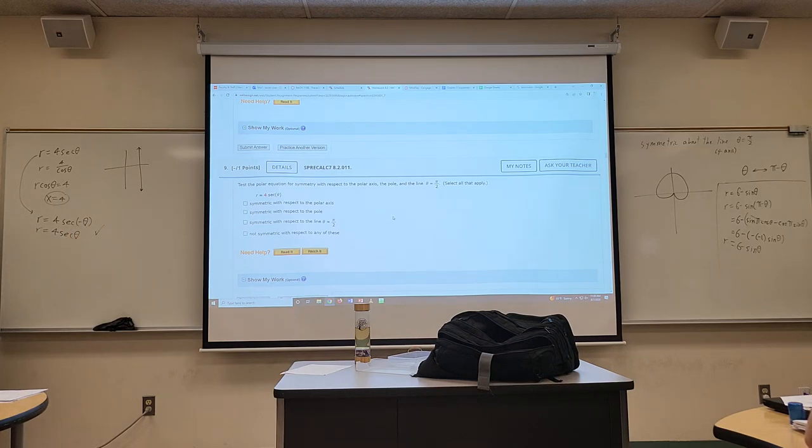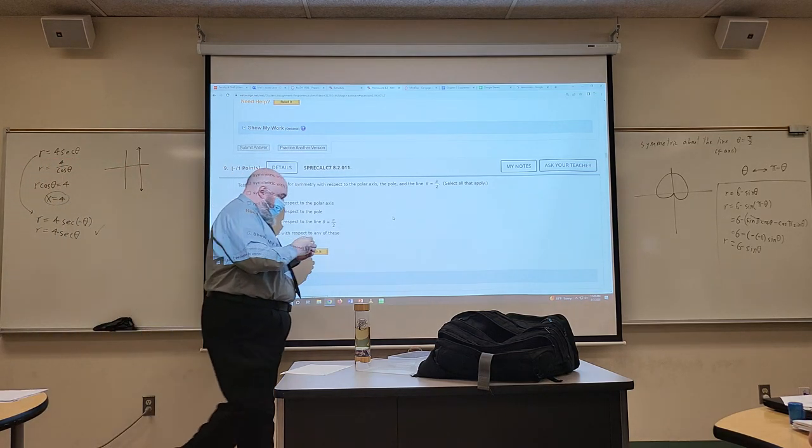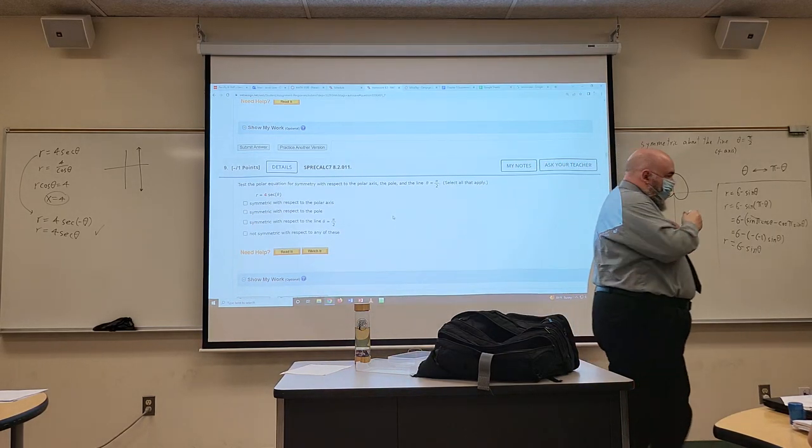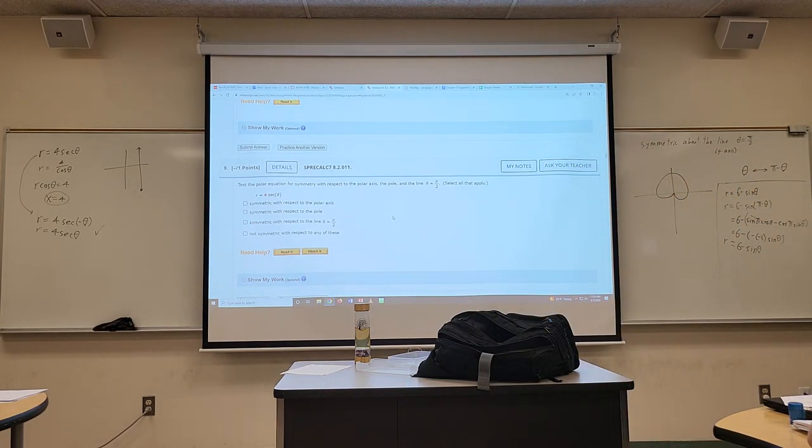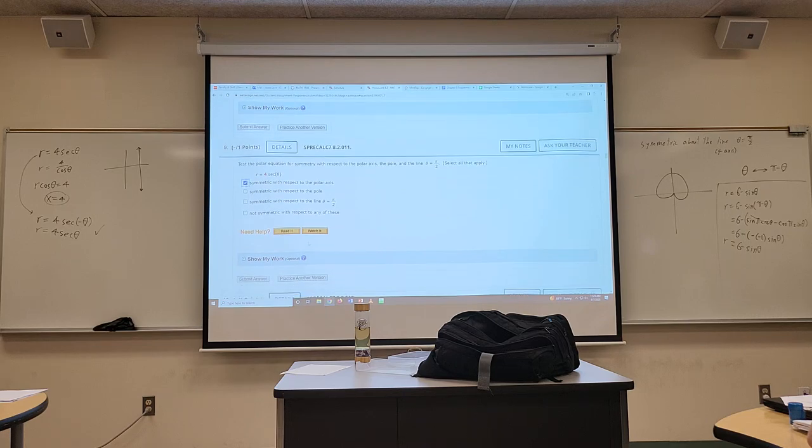It's symmetric with respect to the polar axis. So curves involving secant, that's a good thing to think about first. Just like curves involving cosine are typically polar axis symmetry, curves involving secant are more likely to be polar axis symmetry.